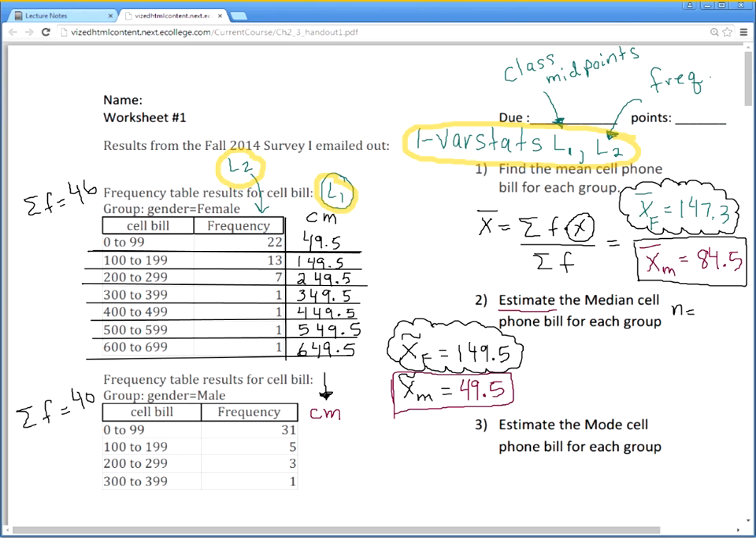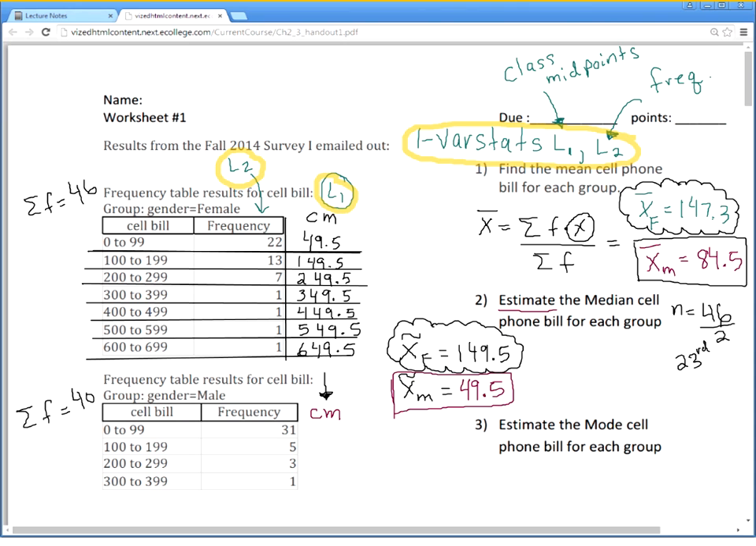So we're estimating the median cell phone bill for each group. So I'm only going to work with the female group, and I'll just give you the answers for the male group because it's the same. You're going to do the same process. Okay, so for the female group it is 46. If we have an even number of data values, the median is located in the middle, right? So you take the two middle values, add them together, and divide by 2. In this case, I have 46, so 46 divided by 2, well, that's the 23rd value that I'm looking at.